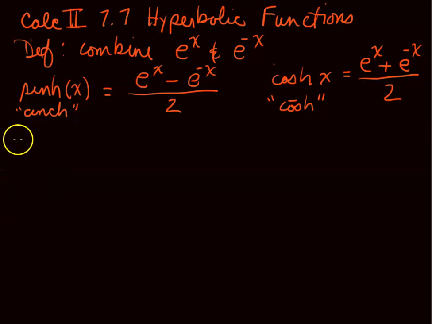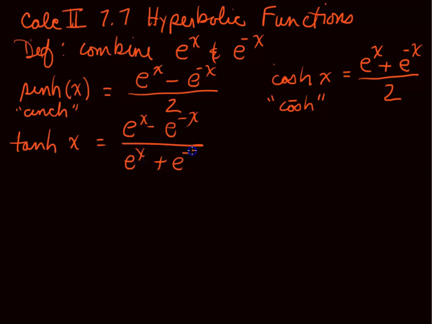Of course, the hyperbolic tangent, now some of them call it tanh x. That would be the sinh over the cosh, which would be the e to the x minus e to the negative x over 2. But then if you divide by this cosh, you divide by the 2 also. They cancel. It's e to the x minus e to the negative x over e to the x plus e to the negative x.